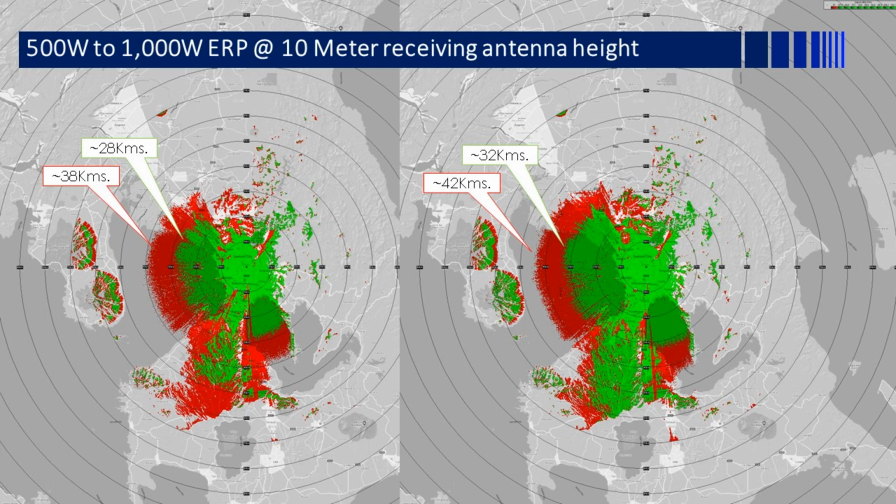Now, if you increase or double the power from 500 watts to 1000 watts, the difference would be an increment of only around 4 kilometers at the fringe. So from 38 kilometers, the red range will increase to 42 kilometers.